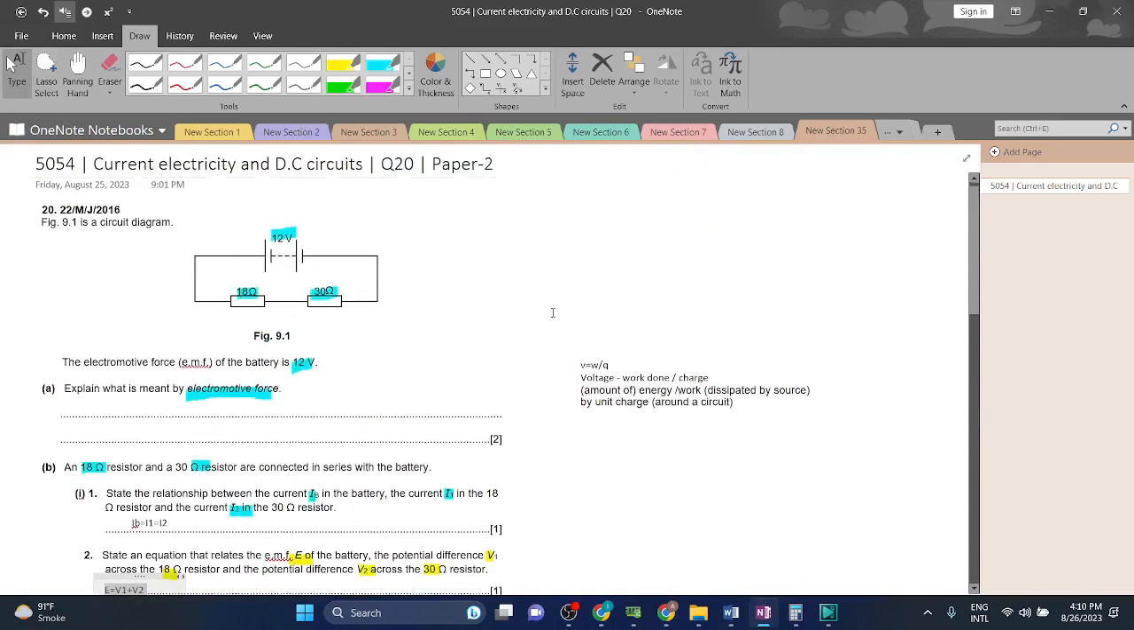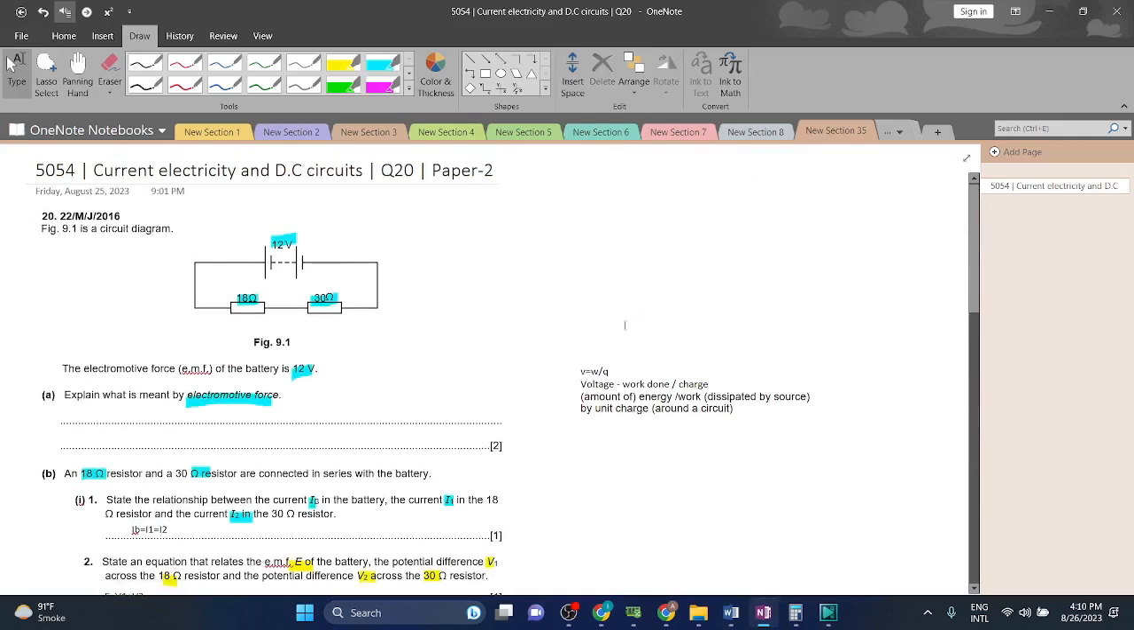Calculate the current in the battery. In order to find the current, we will have to use the formula V equals IR. V we have is 12, I we have to find, times R we have 48. So 12 divided by 48 will be equal to 0.25 amperes, which is the current.